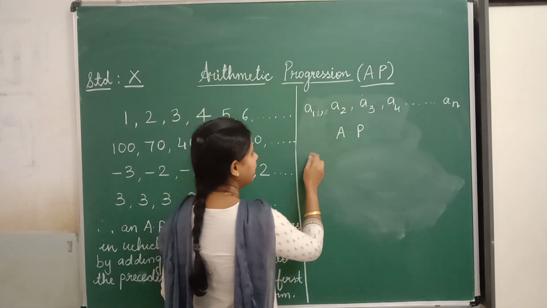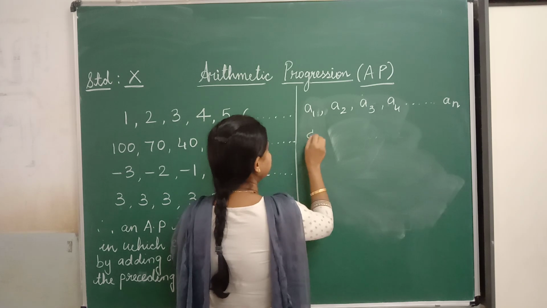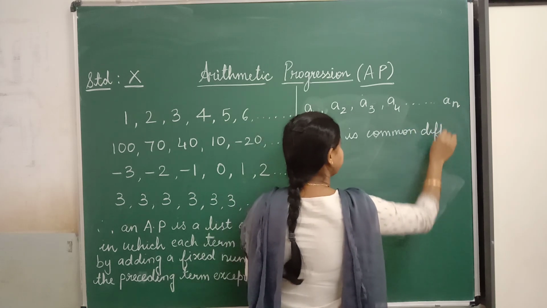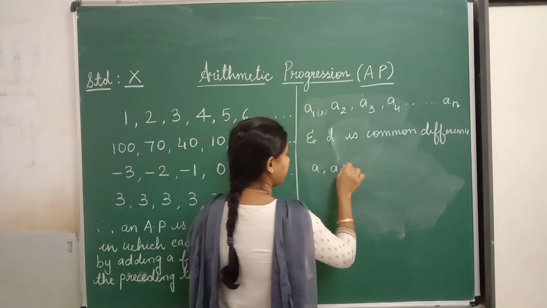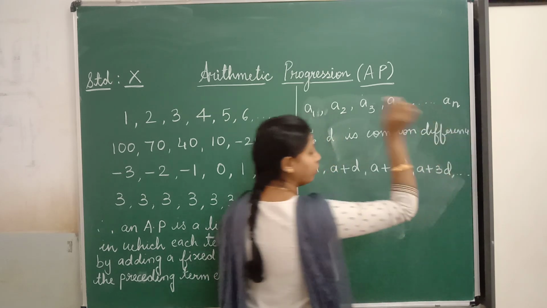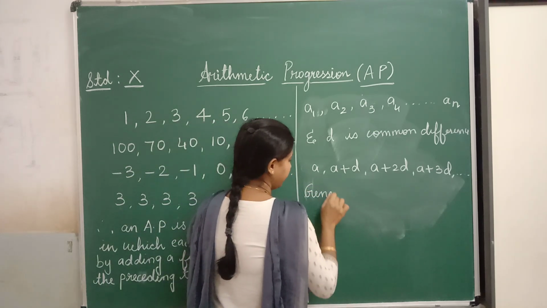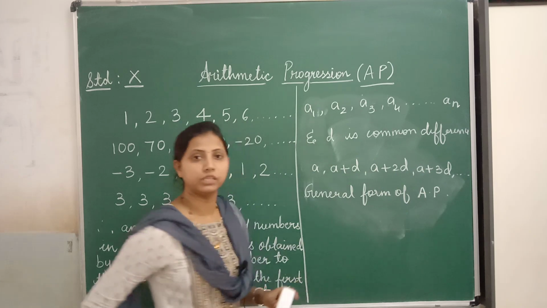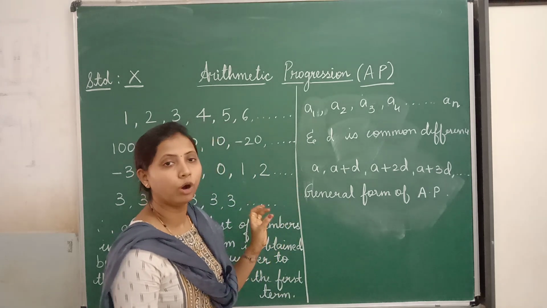Then the standard form of an AP, if D is the common difference, will be A, A plus D, A plus 2D, A plus 3D and so on. Yes, this is the standard form or general form of an AP. Yes, children? A plus D, A plus 2D, A plus 3D. This is the standard form or the general form of an AP.